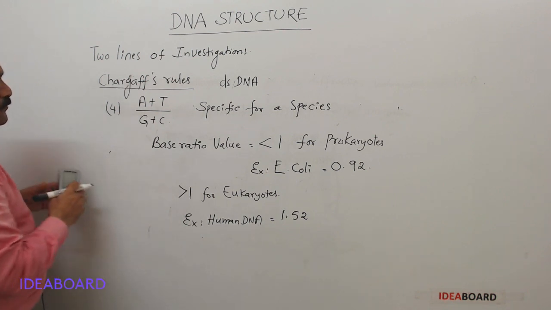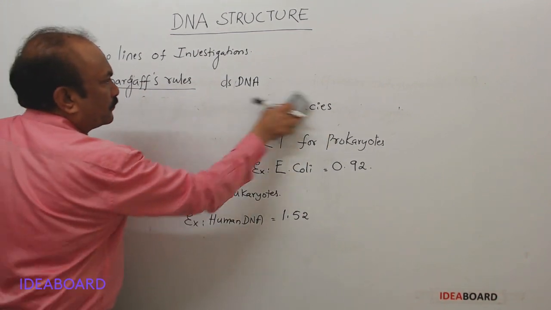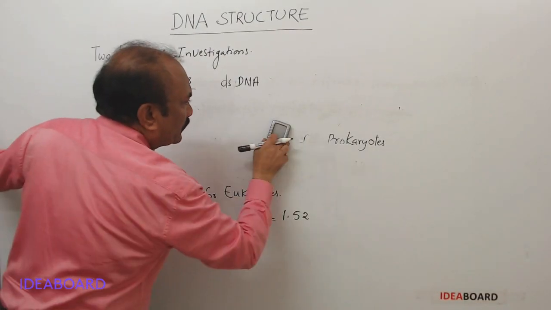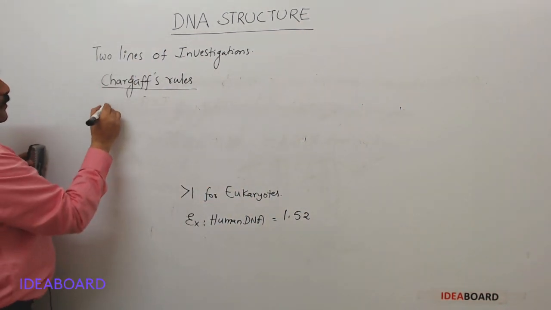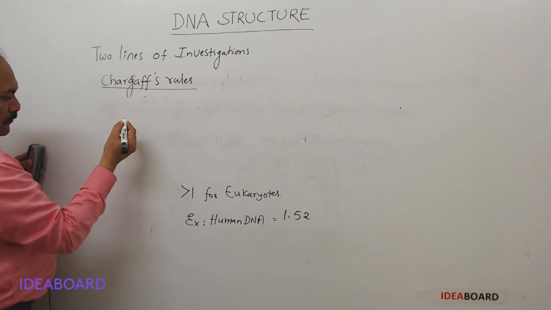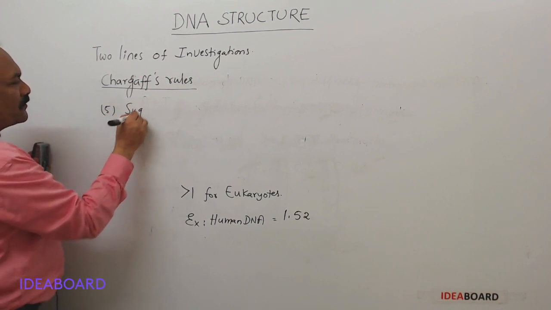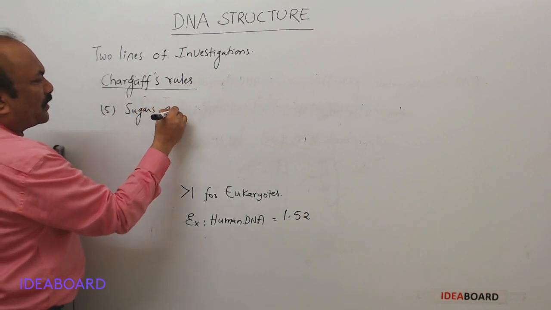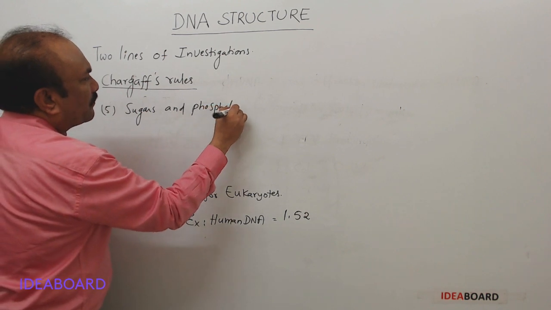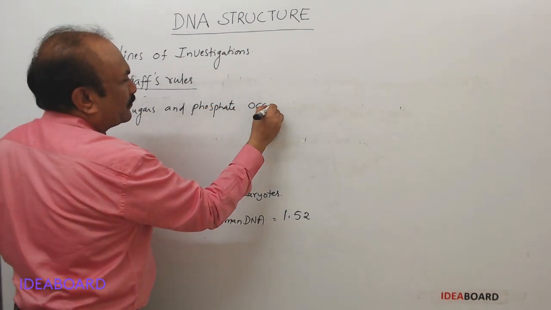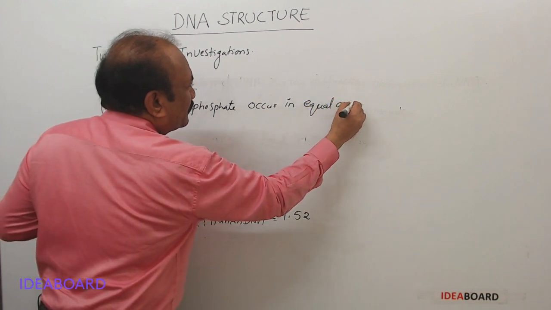And the fifth one: sugars and phosphates occur in equal amounts.